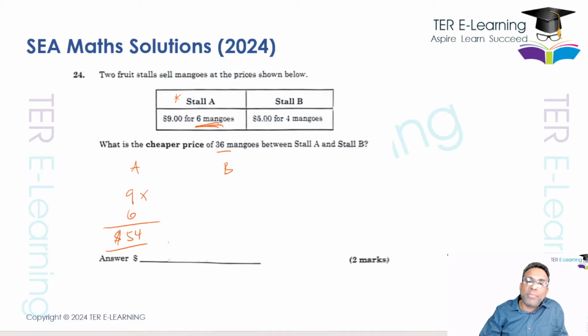At stall B now, we have 4 mangoes costing $5. So if you want to get 36, you're going to have to buy 9 batches. So that's going to be 9 multiplied by 5, and that's going to give me $45. So the question wants to know which stall has a cheaper price, right? So the cheaper price is going to be $45, right? And that's at stall B, right? That's what we're looking for here.